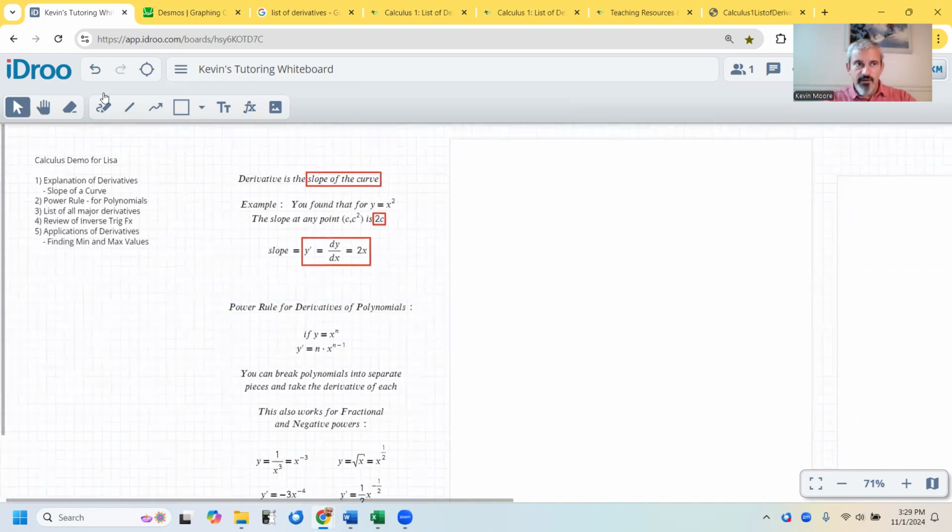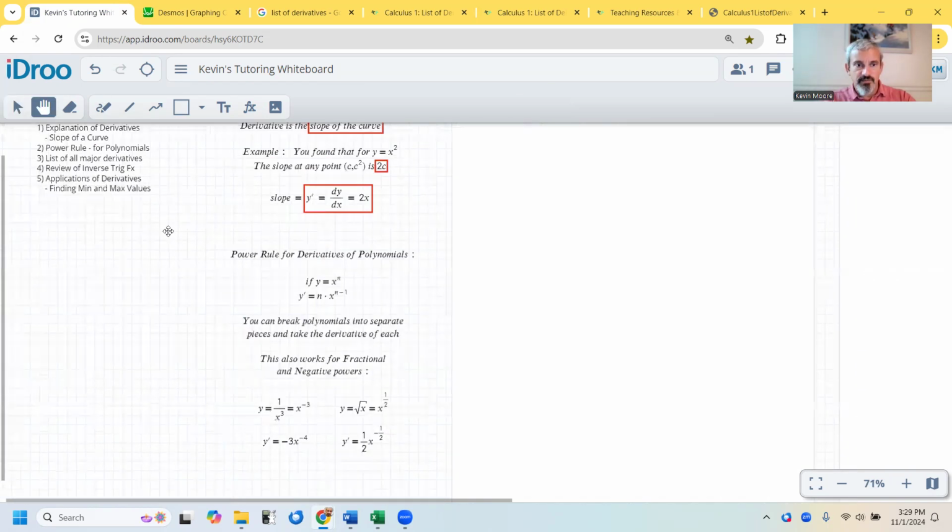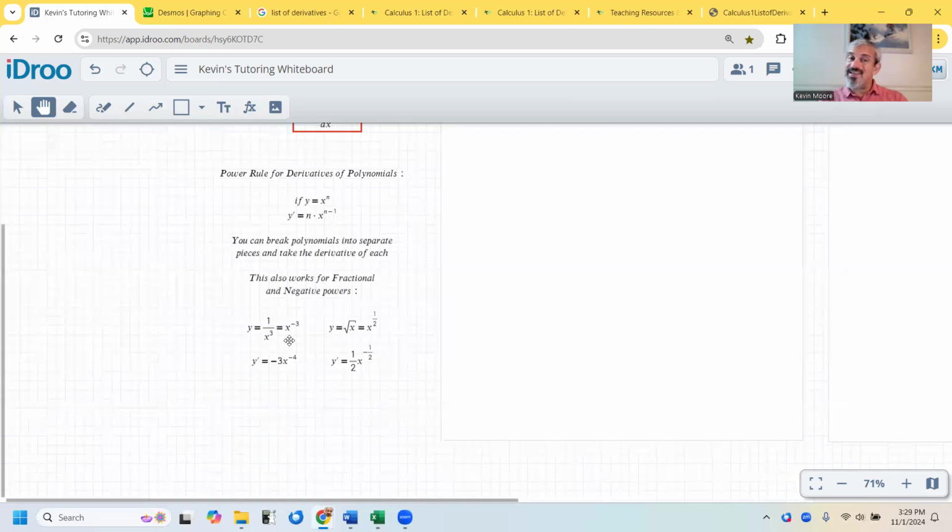If I have, I'm going to scroll here a bit, y equals 1 over x cubed, that's x to the negative 3rd. The slope is negative 3 times x to the negative 4th. If I have y equals the square root of x, which is x to the 1/2, the slope, y prime, or the derivative of y, is equal to 1/2 x to the negative 1/2. That says negative 1/2 right there.